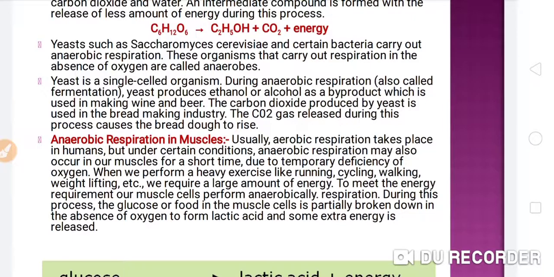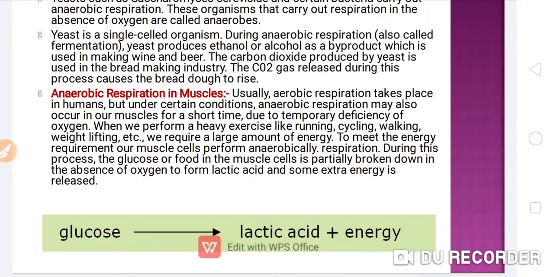When we perform heavy exercise like running, cycling, walking, weightlifting, meaning a very intensive workout, at that time there is a possibility. We require a large amount of energy. To meet the energy requirement, our muscle cells perform anaerobic respiration. The glucose or food in the muscle cells is partially broken down in the absence of oxygen to form lactic acid, and some extra energy is released.